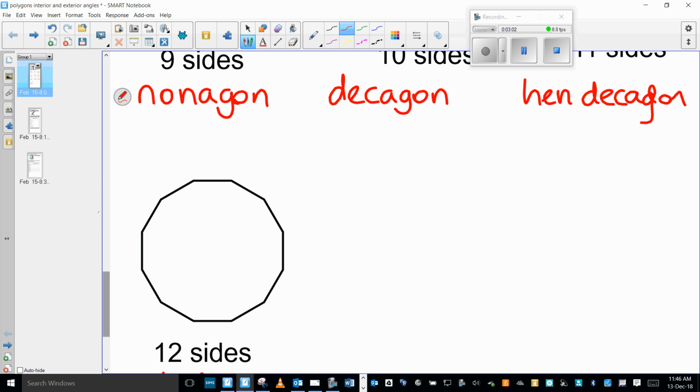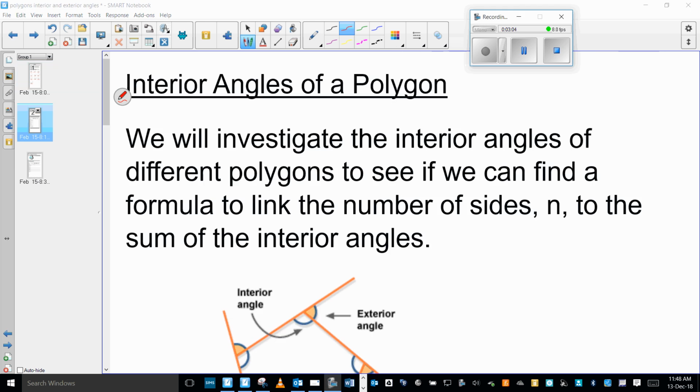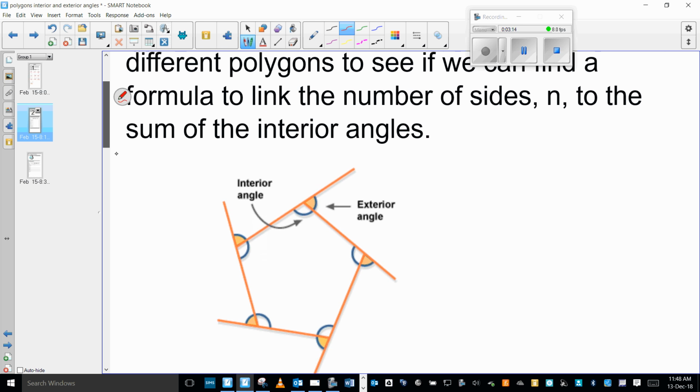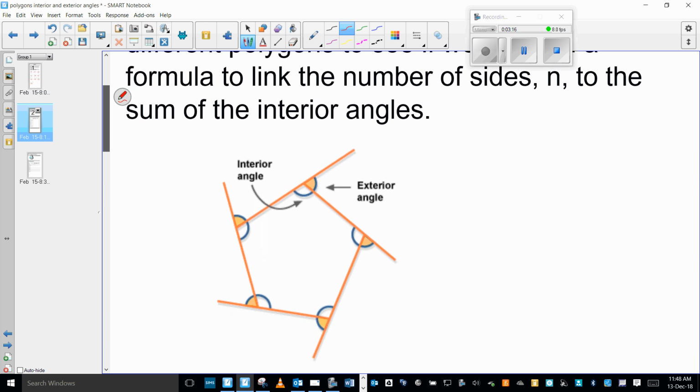Alright, interior angles of a polygon. This is what we were talking about a minute ago, about the interior angles of a polygon. Now, we could have done a nice fancy investigation, but you may well have done that in previous years, and I didn't want to spend so long doing it. I'm sorry if you haven't done it in the past.